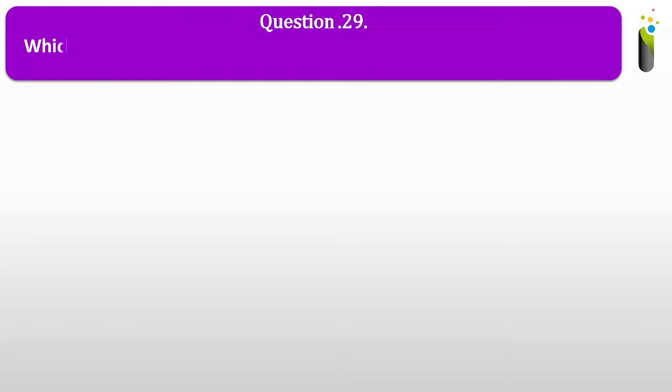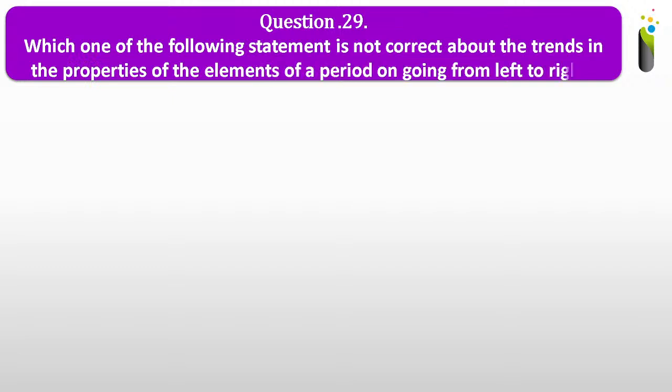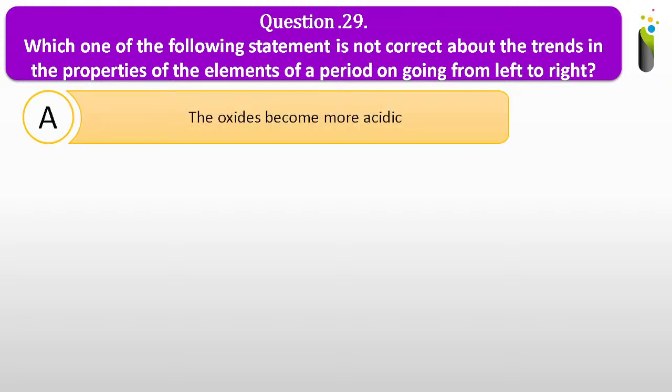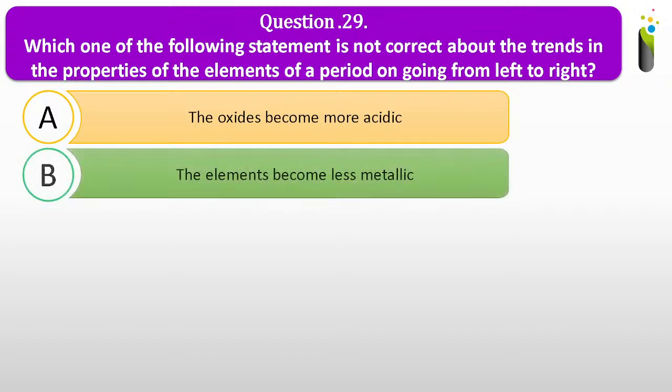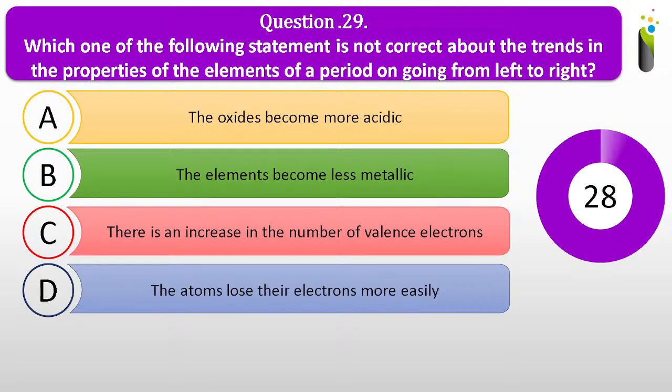Question number 29. Which one of the following statements is not correct about the trends in the properties of the elements of a period on going from left to right? A. The oxides become more acidic. B. The elements become less metallic. C. There is an increase in the number of valence electrons. D. The atoms lose their electrons more easily.